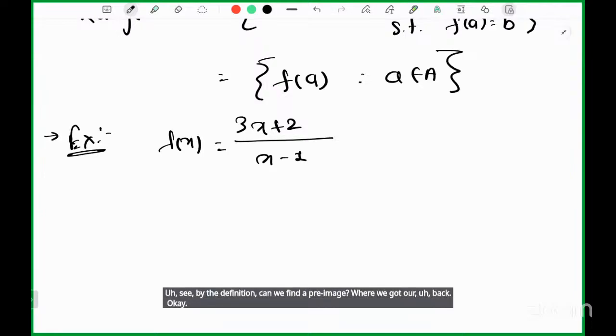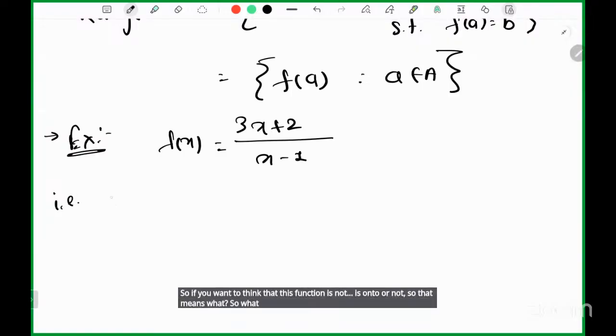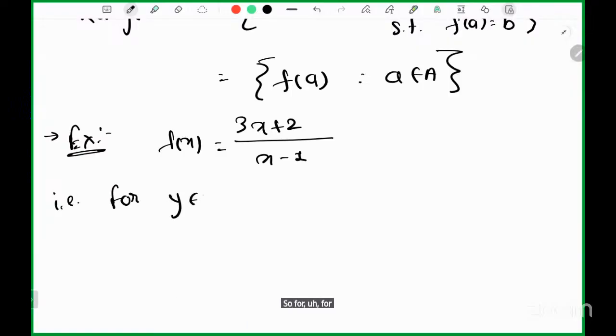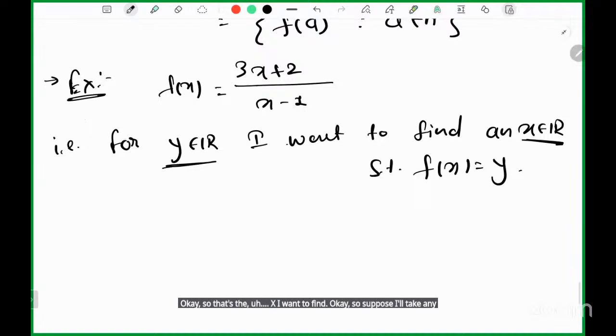So if you want to check whether this function is onto or not, what do we want to find? For y belonging to the real numbers, I want to find an x belonging to the real numbers such that if I put this x in my f, I'll get y back. So f of x should equal y. That's the x I want to find. I'll take any arbitrary y because this should be true for any y. So I want to find an x for which y is equal to 3x plus 2 by x minus 1.